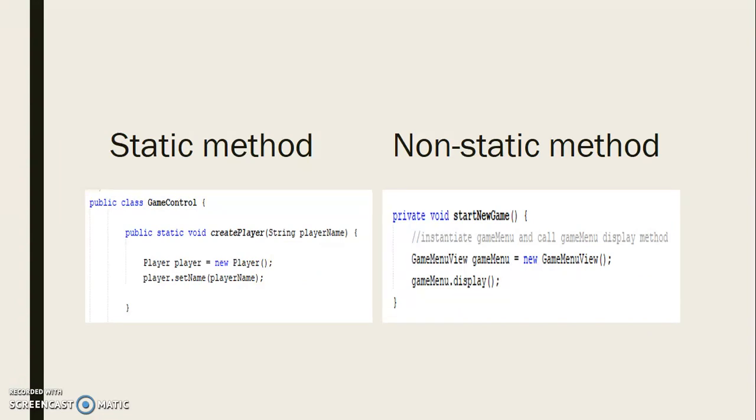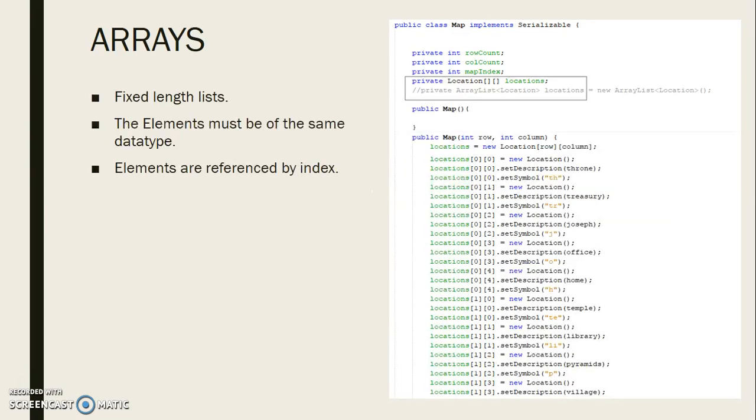Here's an example of both static and non-static methods in our code. The player, for example, is created within a static method. The player variable is declared and instantiated, allowing it to be created only once, and it takes the name given by the user input at the beginning of the game and sets it to the player.